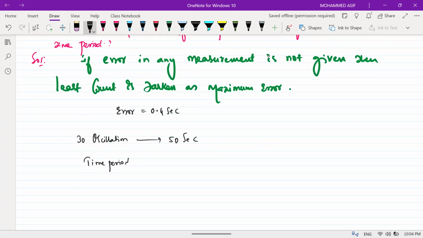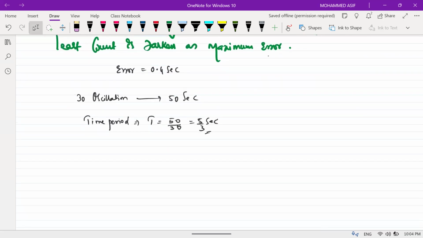Time period is equal to how much? Time period is represented by capital T. T is equal to 50 divided by 30, which is 5 by 3 seconds. Now tell me the percentage error in this one. Percentage error will be equal to error divided by measured value, into 100.